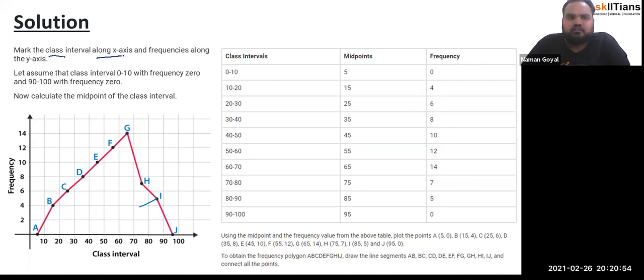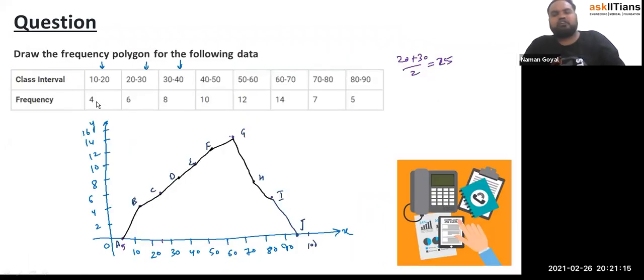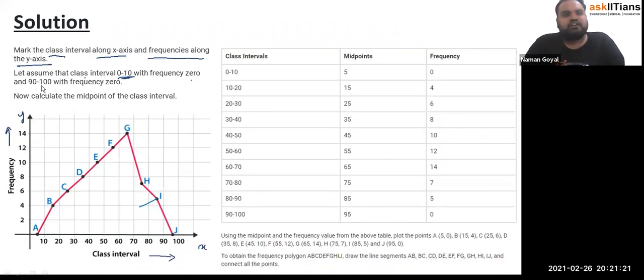Now in the perfect graph, we mark the class interval along the x-axis and the frequency along the y-axis. Now let us assume the class interval 0 to 10 with frequency 0. In this table 0 to 10 is not given, so we assume it has frequency 0. Same for 90 to 100. Now calculate the class midpoints of the class intervals, which are known as class marks. For this one, it is 5.